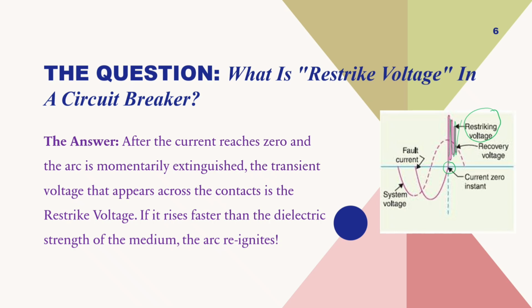So don't confuse restriking and recovery voltage. If the rate of rise of restriking voltage, called RRRV, is greater than the rate of rise of dielectric strength of the medium, the arc will reignite and the arc interruption will be a failure.